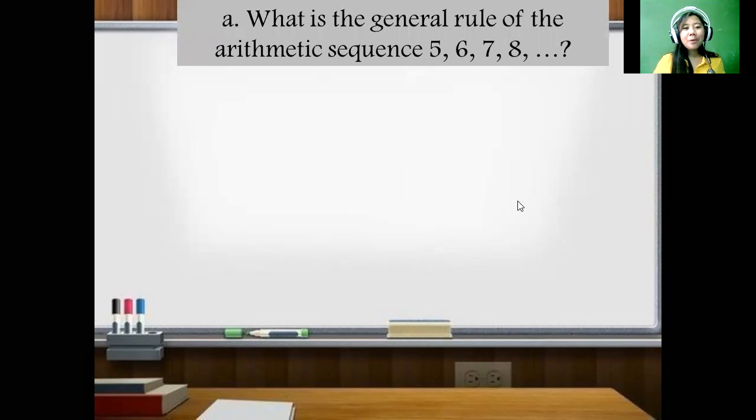Ma'am, paano po? Siyempre po, by using the general rule of an arithmetic sequence, which is a sub n, okay, a sub n is equal to a sub 1 plus n minus 1 times d. Okay, so first thing we need to do is to get the common difference of this arithmetic sequence. Okay, so we are going to use a sub 2 minus a sub 1. Okay, kasi po, arithmetic sequence naman na po siya.